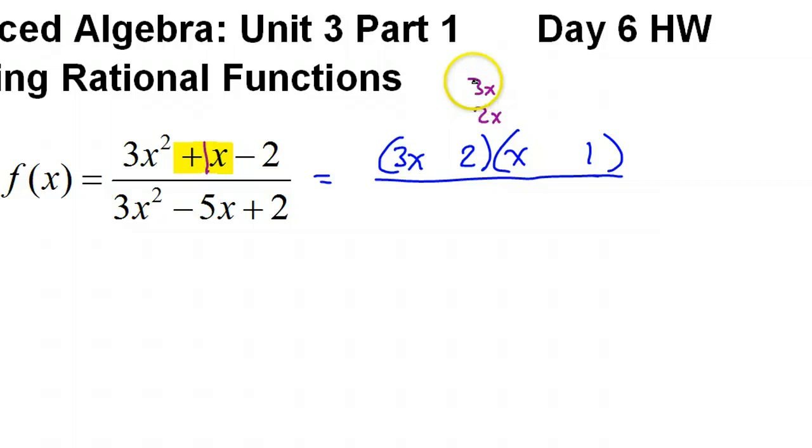Can I get a positive 1 out of a 3x and a 2x? Sure, if I do a positive 3 and a negative 2. So the negative 2 would be this right here. The positive 3 outer will happen if this is positive. Will that give me negative 2? Yes, negative times a positive is a negative. So we have now officially factored this correctly. So we're kind of done with that for now. Now let's see if we can do the same thing with the denominator.